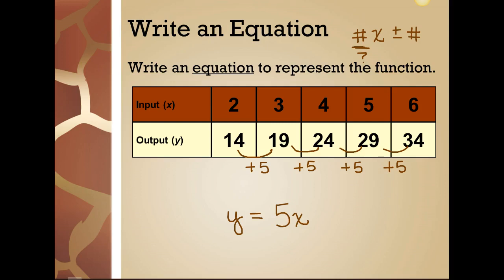If we take 2 times 5, we get 10, and then if we add 4 more, we get 14. So it looks like our rule is going to be 5x plus 4, but we need to check additional values to make sure that holds true. 3 times 5 is 15, and then if we add 4 to that, we get 19, so that checks out. 5 times 4 is 20, and if we add 4 more, we get 24, check. 5 times 5 is 25, plus 4 more is 29, check. And 6 times 5 is 30, plus 4 more is 34. So our rule is 5x plus 4.